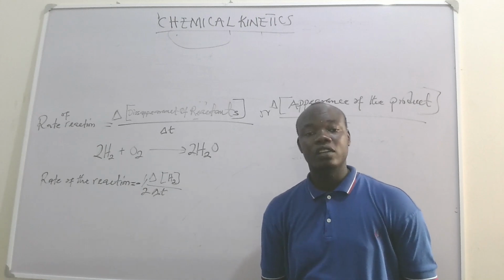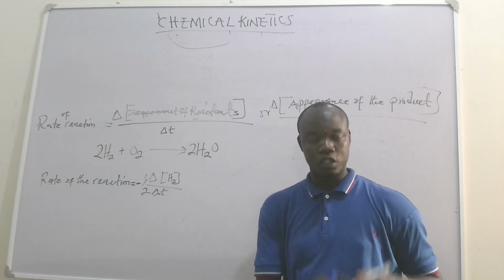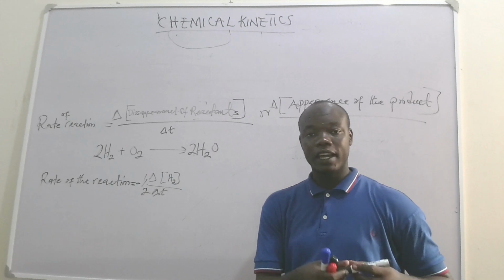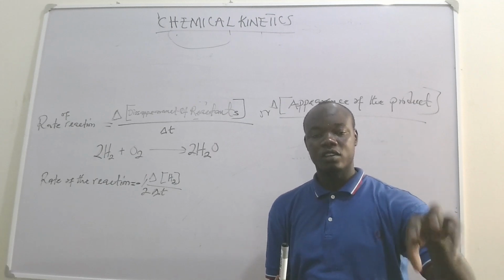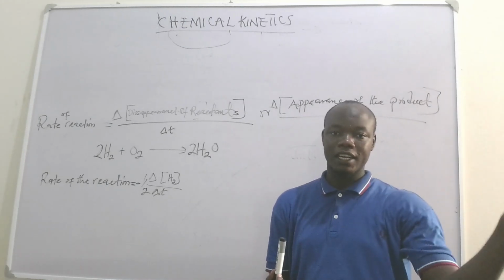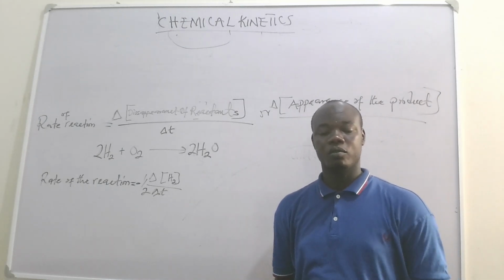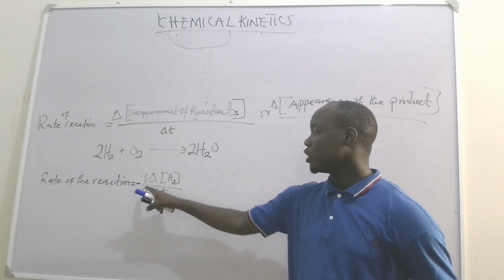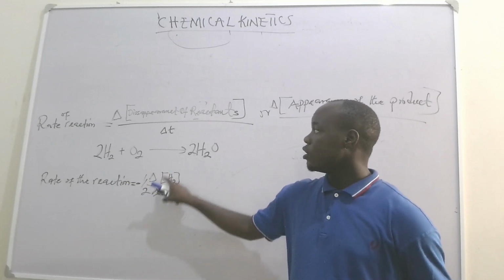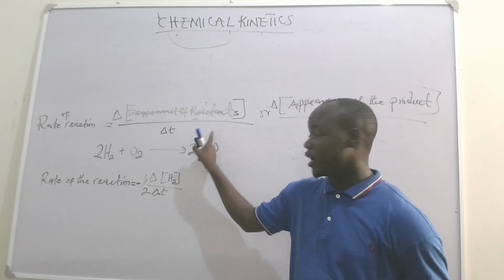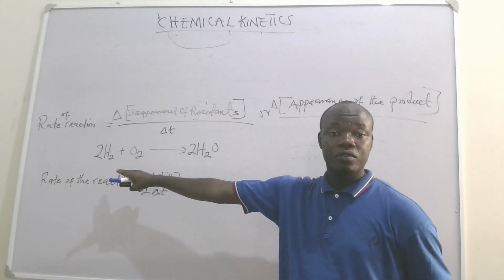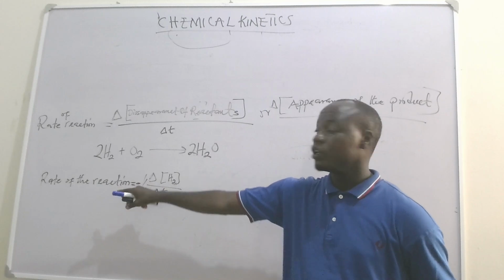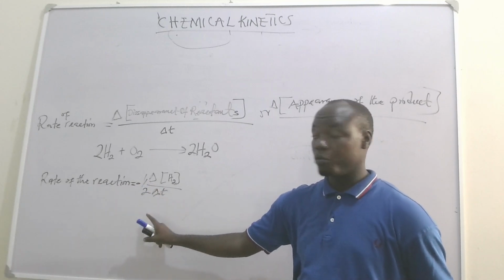Because the concentration of the reactant is decreasing, not increasing. Once the reaction has started, the concentration of the products will be increasing while the concentration of the reactant will be decreasing. So that is why, if you are measuring the disappearance of the reactant, it always comes with a negative sign. And of course, the coefficient of the element usually comes as a denominator.